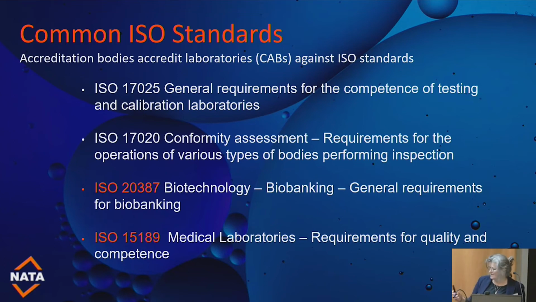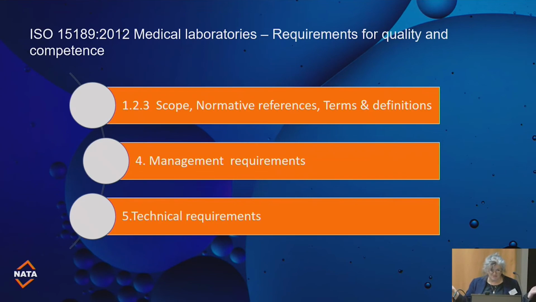And of course, there's 15189, the requirements for medical laboratories. This is the scope of 15189. There's the scope, there's the management requirements, and there's the technical requirements. So there's the three headings, and you're all familiar with them. The management requirements include things about auditing, non-conformances, management review, and the technical requirements are training and competency, validation and verification, and procedures.